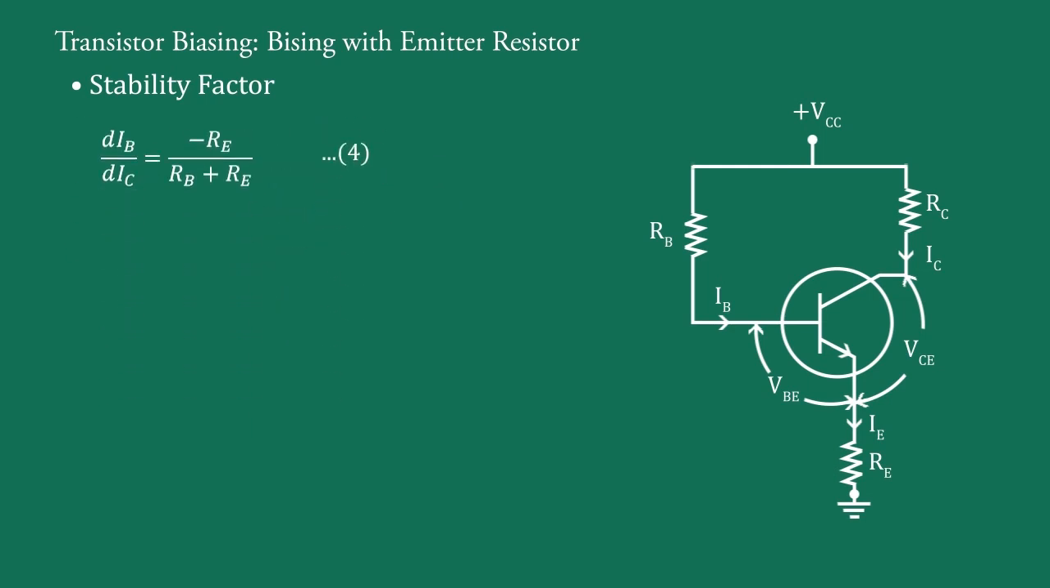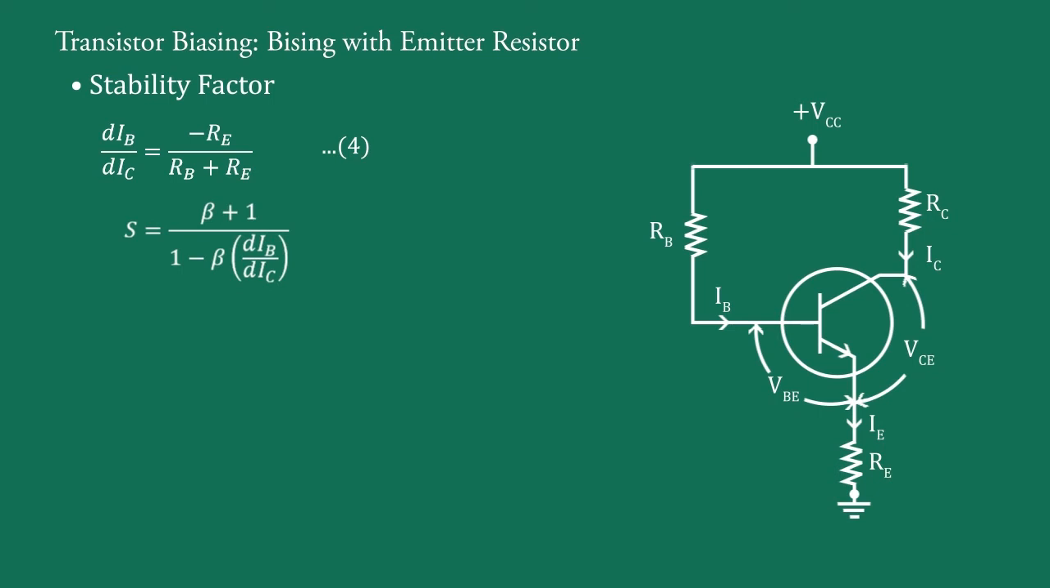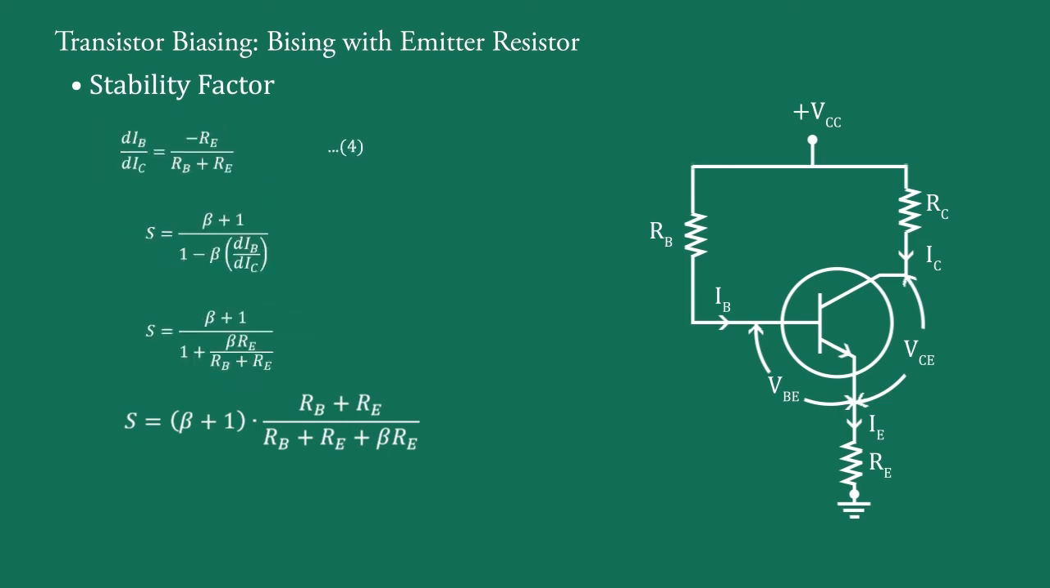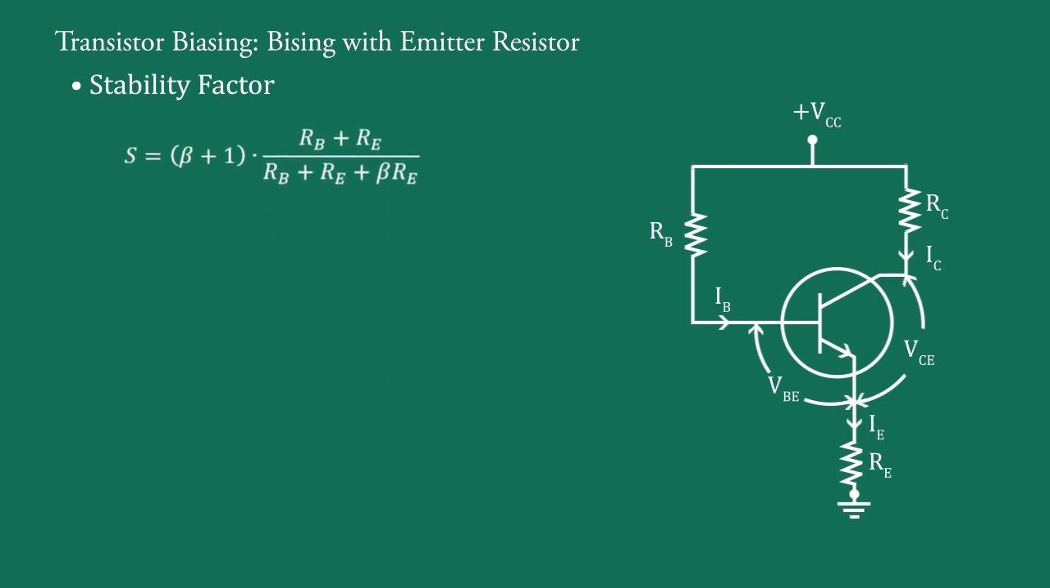Now differentiating with respect to IC, we get dIB upon dIC equal to minus RE upon RB plus RE, say equation 4. Now the stability factor is defined as S equal to beta plus 1 upon 1 minus beta into dIB by dIC. Putting the value of dIB upon dIC from this equation, we have S equal to beta plus 1 upon 1 plus beta RE upon RB plus RE. By simplifying, we get S equal to beta plus 1 into RB plus RE upon RB plus RE plus beta RE. By dividing numerator and denominator by RE, we obtain S equal to beta plus 1 into RB upon RE plus 1 upon RB upon RE plus 1 plus beta.